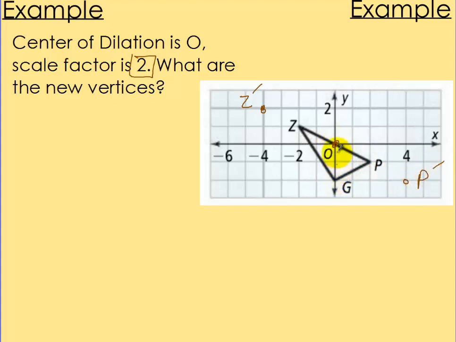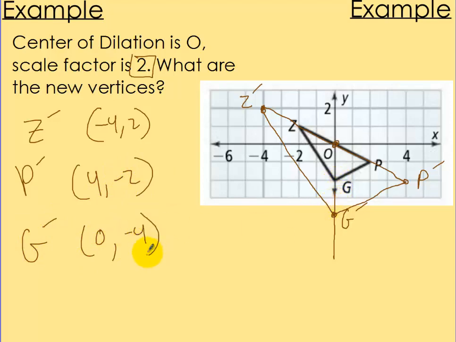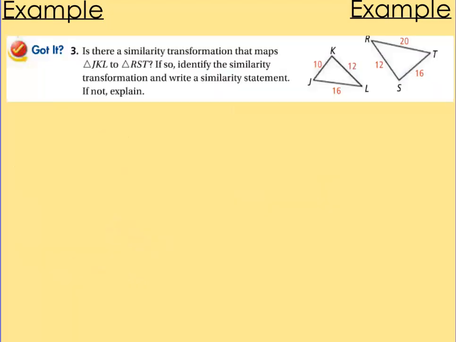G is going to double. Instead of being 2 spaces down, we're now going to be 4 spaces down. Let's say that line goes through, and this is going to be G prime. So our new shape looks like this, and this is a similar triangle. In our case of the new vertices, Z prime is going to be at -4, 2. P prime is going to be at 4, -2. And G prime is going to be at 0, -4. Alright, next one. Pause the video.